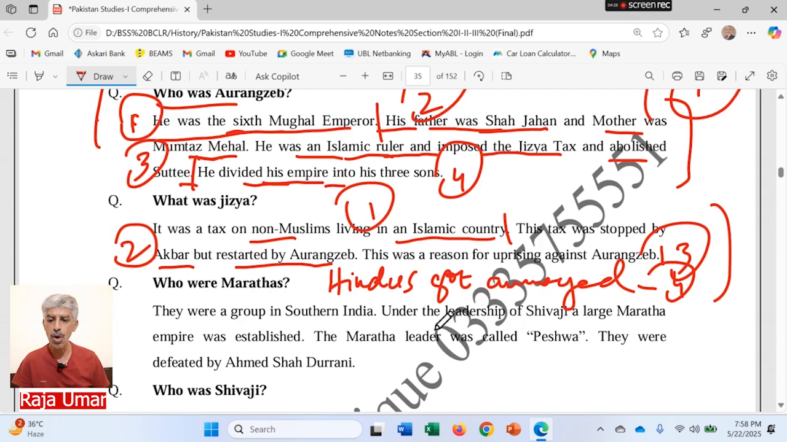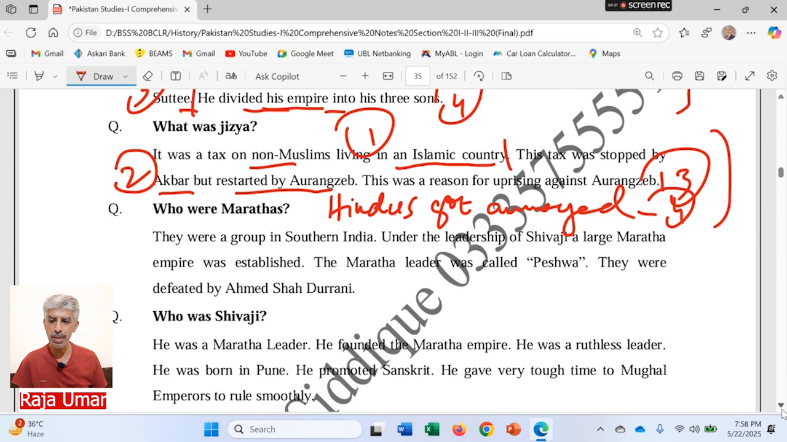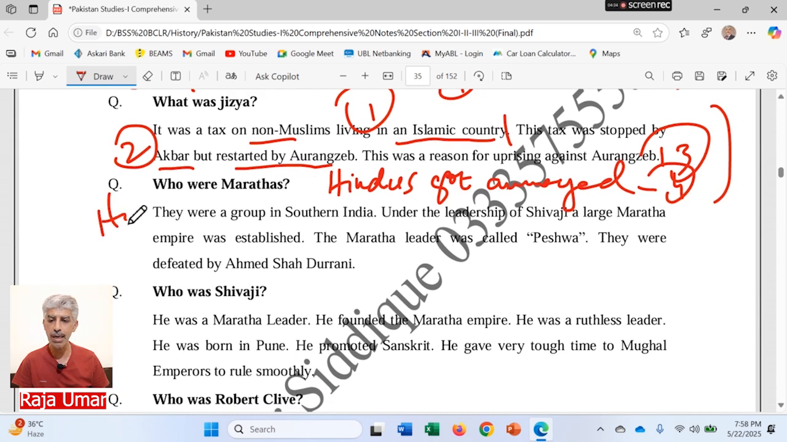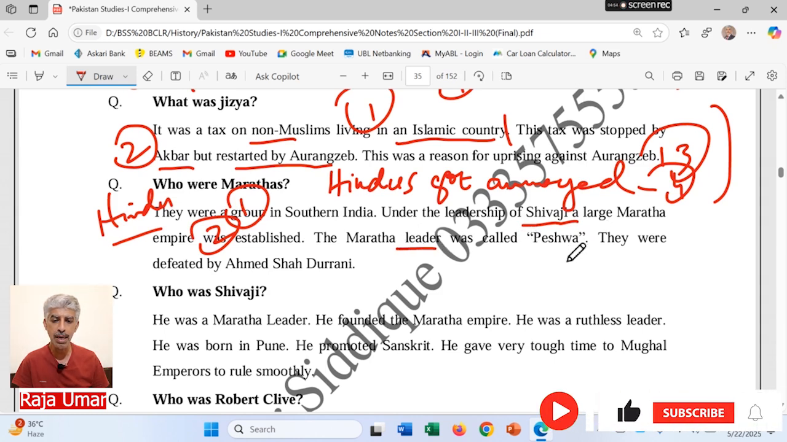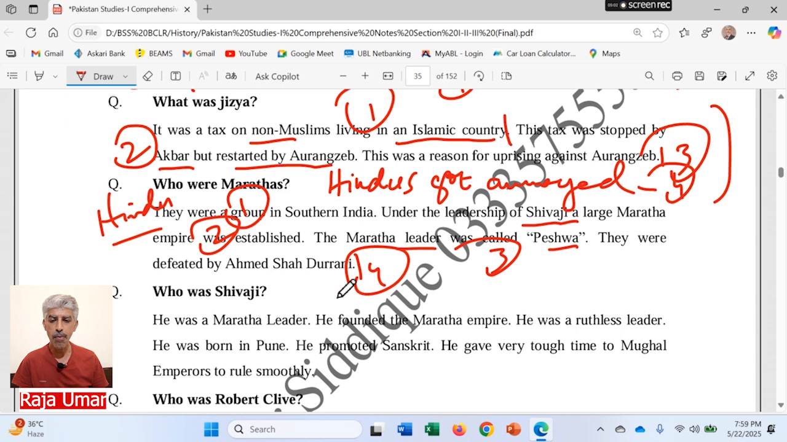In the same way, next one: who were the Marathas? They were a Hindu group in South India, a sort of rebels over there. Point number 1: under the leadership of Shivaji, a large Maratha empire was established in South India. Point number 2. A bit more developed, the name of the leader of the Marathas was also given: the Marathas' leader was called Peshwa. Again, point number 3: they were defeated by Ahmad Shah Durrani, who was called by Shah Waliullah to get rid of them. So 4 points are there.